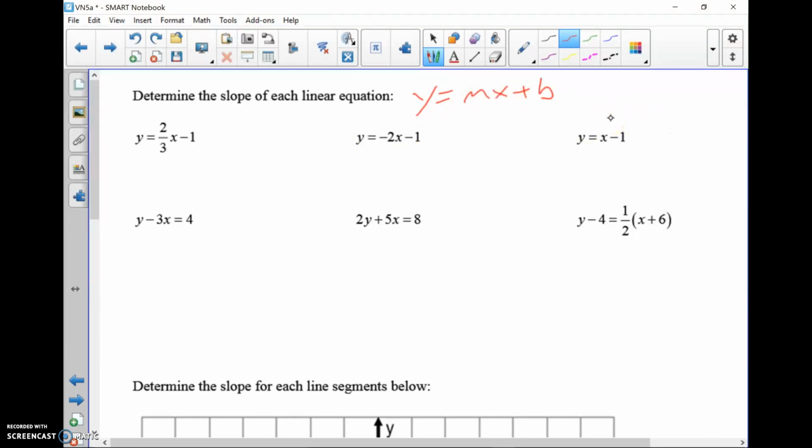And so it's really just looking at the coefficient of x. So this one, the slope is 2/3. This one, the slope is -2. And I can put it over 1 because we like a fraction, right? So that means down 2 over 1, not just down 2. So we always got to be a fraction.